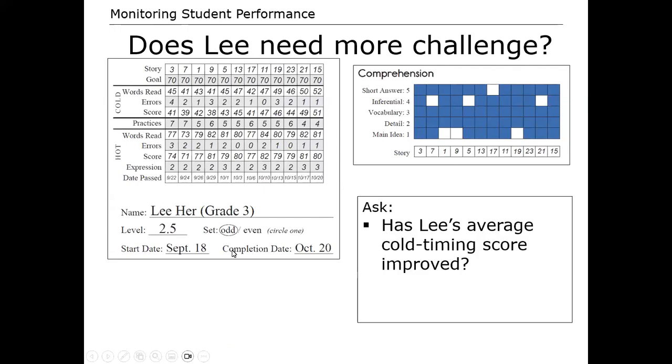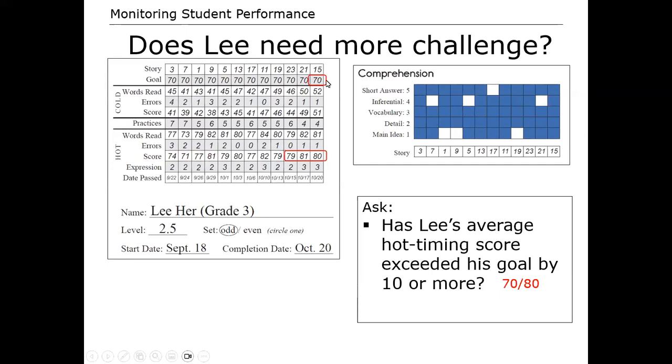So the first question is whether or not Lee's cold timing score has improved. You take the average of the first 3 stories, 41, 39, 42. So the average there is 41, right? And you compare it to the average of the most recent 3 stories, 51, 49, and 44. I don't even have to take the average to know that there's progress there, right? If you do the formal math on that, it would be 41 to start with, and now he's at 48. Okay, his hot timing score started at 74, now it's averaged at 80.